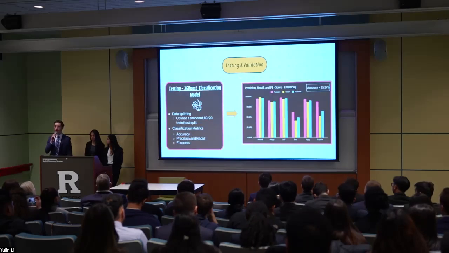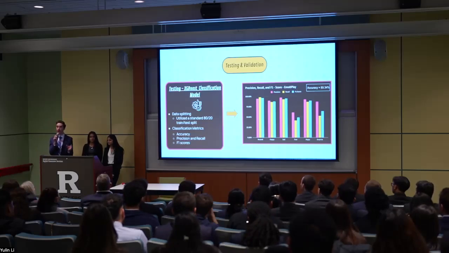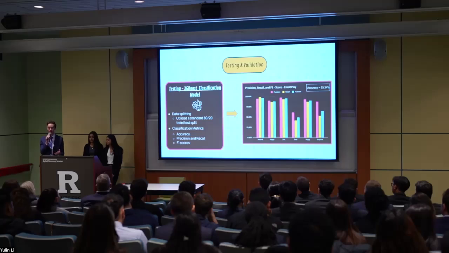So how could we be sure that our model is accurate? Well, we did the canonical 80-20 test split where we took our big data set and split it into 80% of training data and 20% of testing data. We then ran it through the model and used several performance metrics to analyze how our model performed. And you can see that our accuracy score is almost 94%, which is pretty decent.